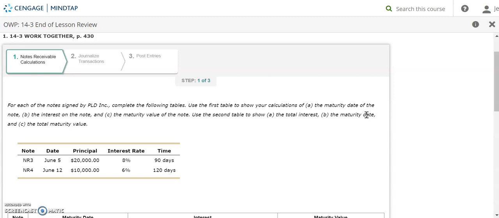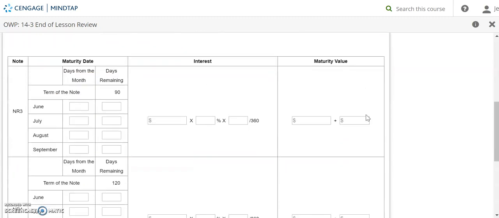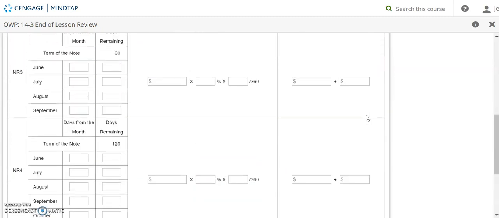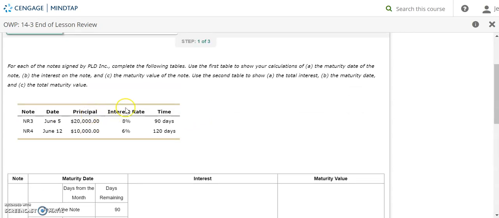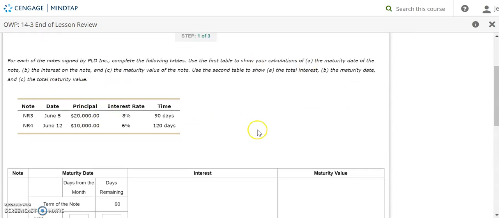Use the first table to show your calculations of A, the maturity date of the note, B, the interest on the note, and then C, the maturity value of the note. You're going to use the second table to show A, the total interest, B, the maturity date, and C, the total maturity value. Okay, so I think we're going to do this by A, B, and C.